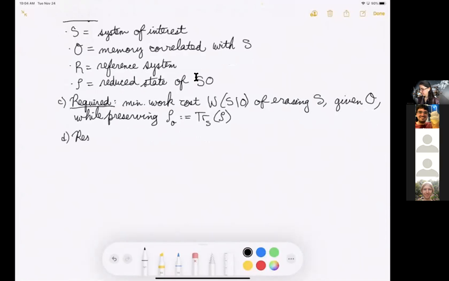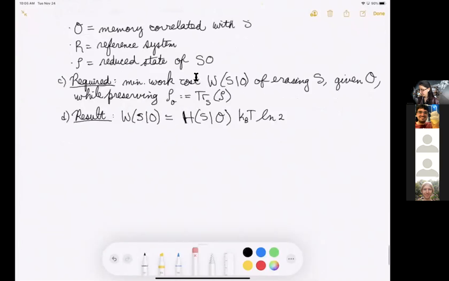The result, I won't go through the derivation since we don't have time, but you can find it in that paper. The result has an illuminating form. The work cost is the conditional entropy, which I'll define in a moment, of S given O, times the familiar factor kBT log 2. In this section, when I write an H, I'm referring to the von Neumann type of that entropy. What is this conditional entropy? We said that we would meet more entropies than Shannon's and von Neumann's entropies during the last lecture. This is one of the alternatives.